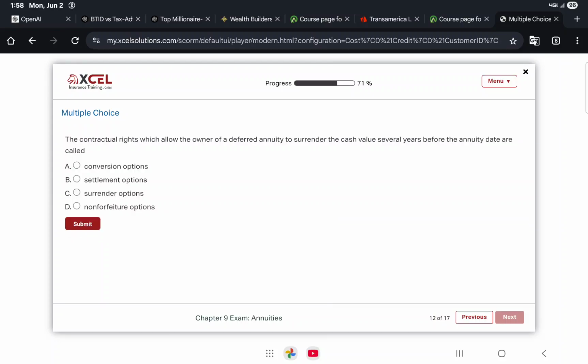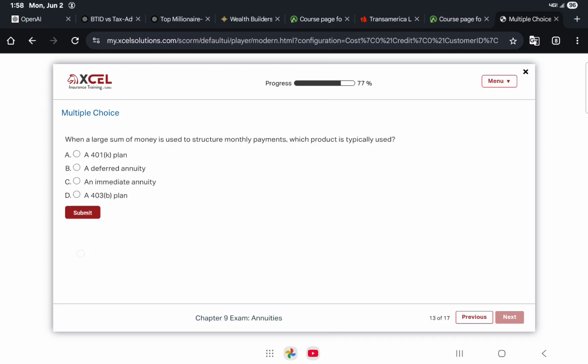The contractual rights which allow the owner of a deferred annuity to surrender the cash value several years before the annuity dates are called non-forfeiture options. This is the one I got wrong. When a large sum of money is used to structure monthly payments, which product is typically used? An immediate annuity. Just think of a lottery winning.